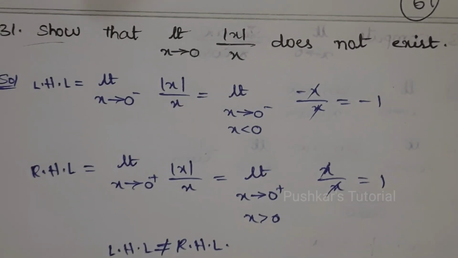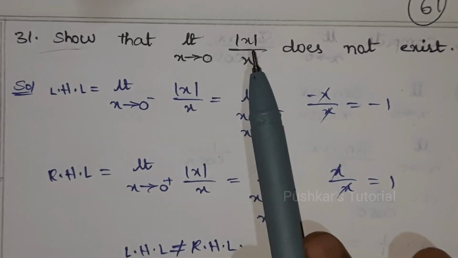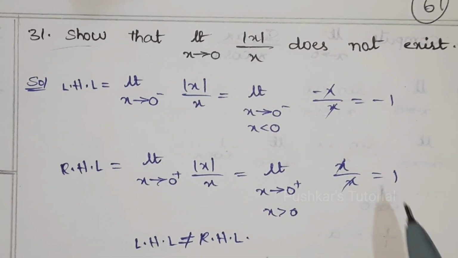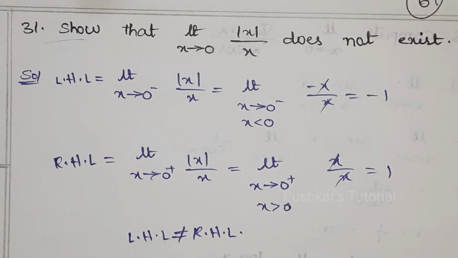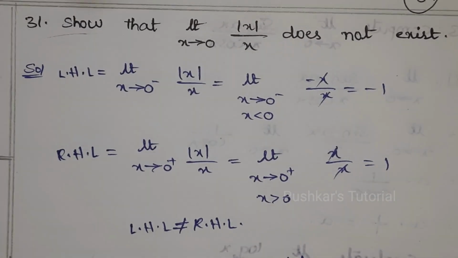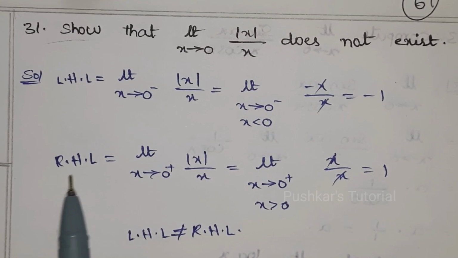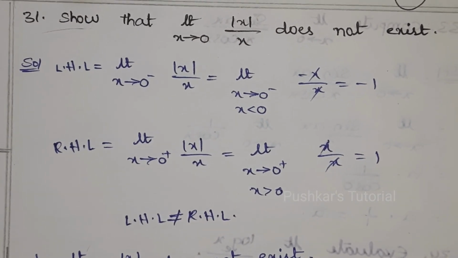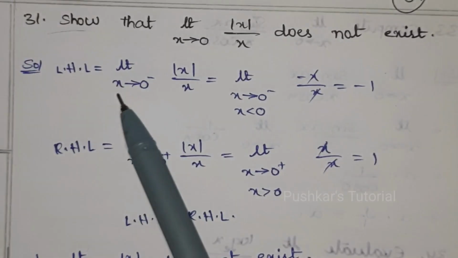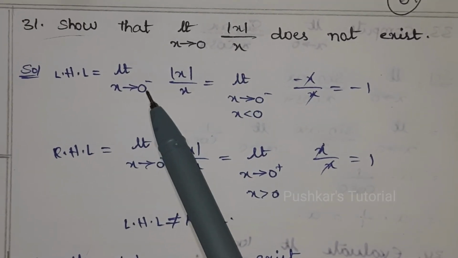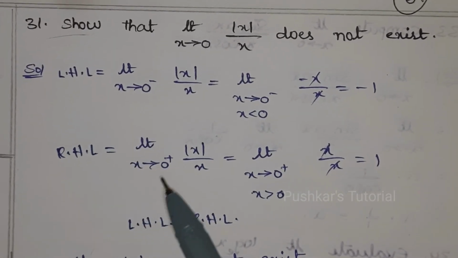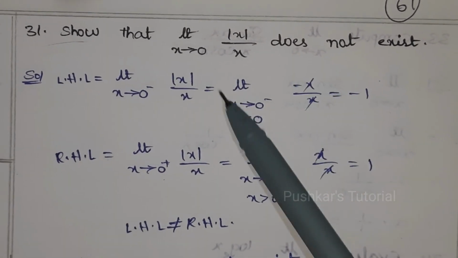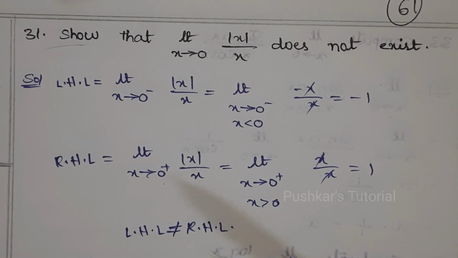Next, show that limit x tends to 0 of mod x by x does not exist. Means the limit does not exist. We have to show that. When will the limit exist? If LHL is equal to RHL, the limit exists. So we have to show that here both are not equal. Limit x tends to 0 minus is LHL, 0 plus is RHL, the right hand limit. So mod x by x, both situations.